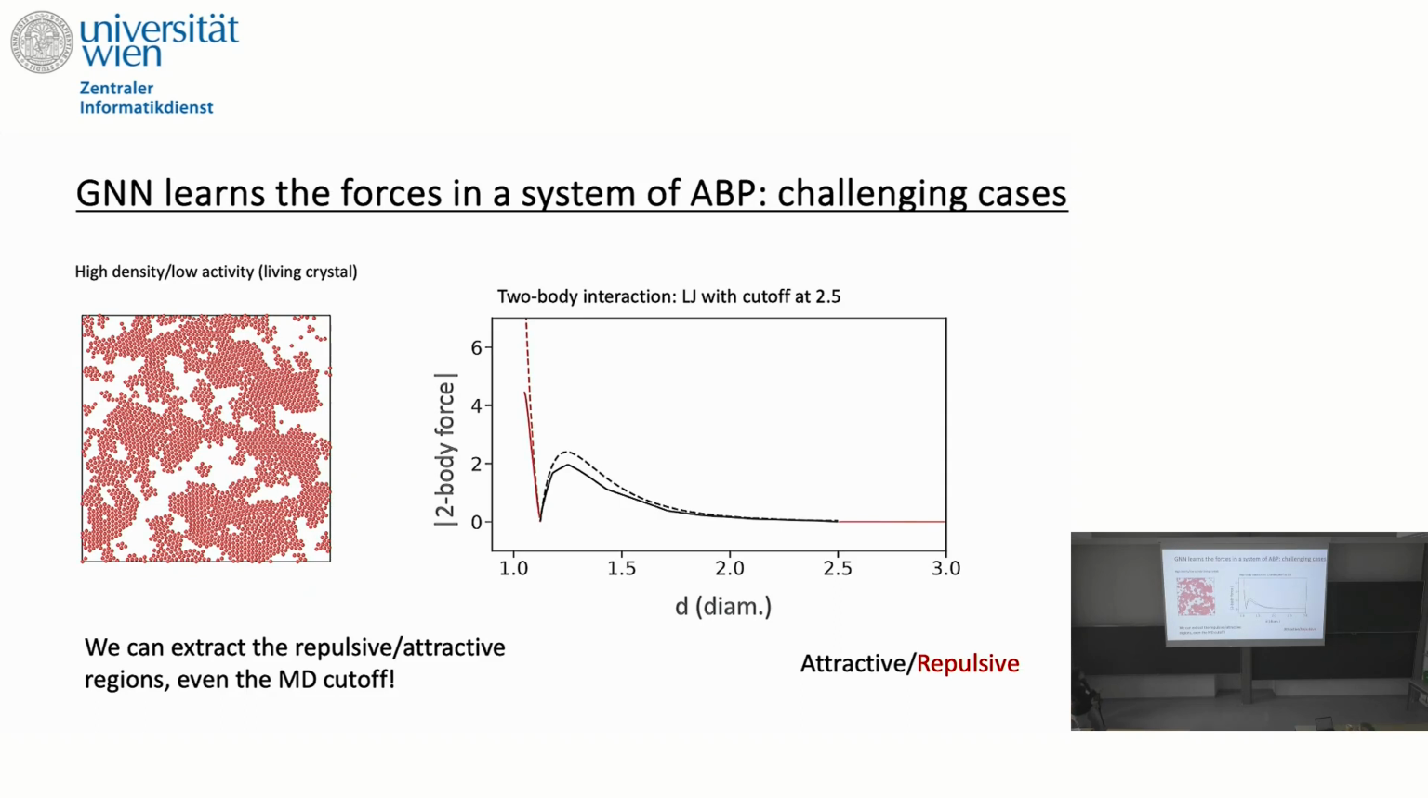These are the results we got for a system of active Brownian particles, where particles form living clusters. The dashed line is the input of our simulations. The continuous line is what the graph neural network gets. The difference is only due to the fact that we simulated a smaller system. When dealing with a larger system, this difference is smoothed out. And I'd stress that this is a force as a function of interparticle distance.